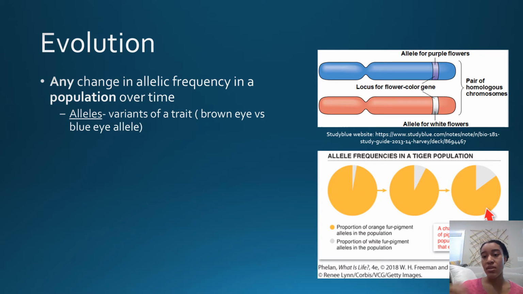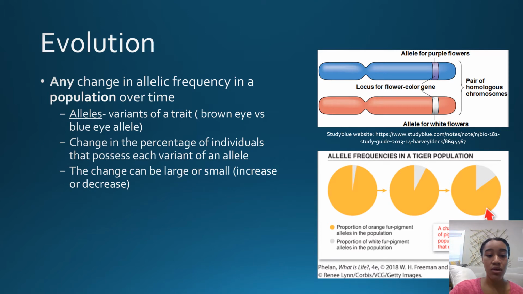So this image here is showing you there are two chromosomes, let's say one that comes from mom and one that comes from dad, and each of them have a trait on them. In this case, there's an allele that codes for purple flowers and an allele that codes for white flowers. So they're both the same trait, but there's just variation within that trait.